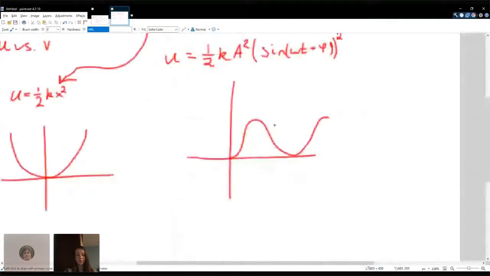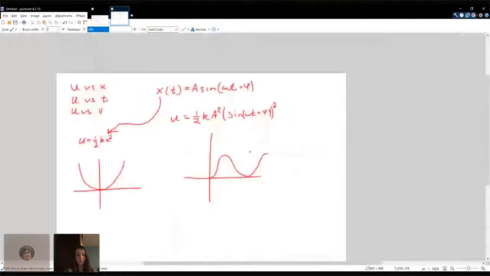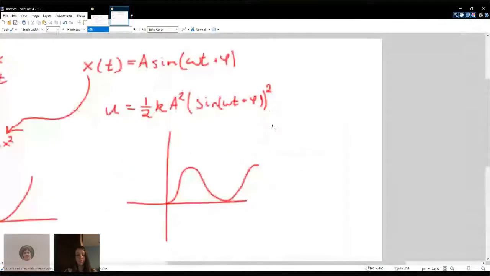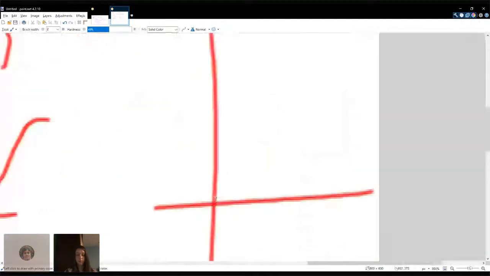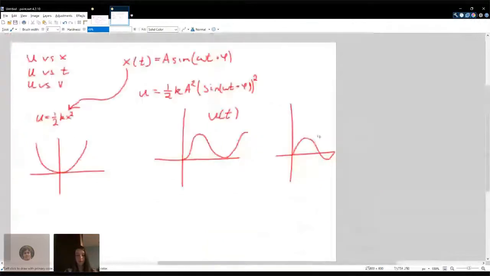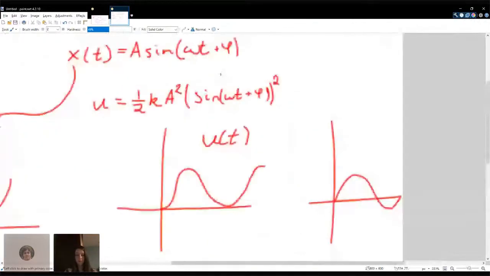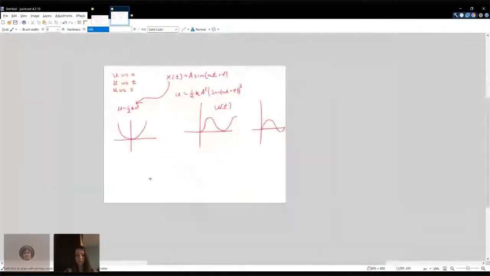Notice a difference between x of t versus U of t. What x of t would look like. So this is U of t. This would actually dip below the t-axis every now and then, but because the quantity is squared, this potential energy will never be negative. And then U versus v.